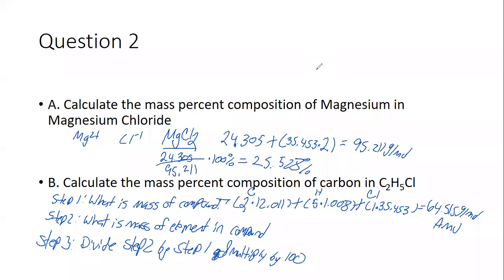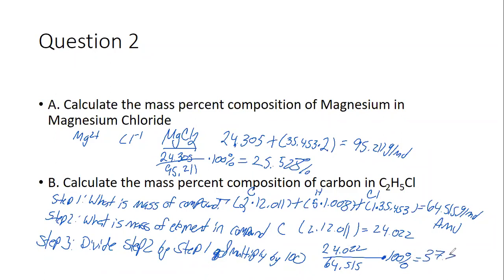Okay. What is the mass of the element in the compound? We care about carbon. We have 2 of those, and the weight's 12.011. So that's simply 2 times 12.011, right? And I didn't actually do that, but what is that? 24.022. It should be that number. Take step 2 divided by step 1, multiply by 100. So 24.022 divided by, the top is the weight of carbon, the bottom is the weight of my compound, 64.515, multiplied by 100%, and that is equal to 37.235%. So the weight of C2H5Cl due to carbon is 37%.